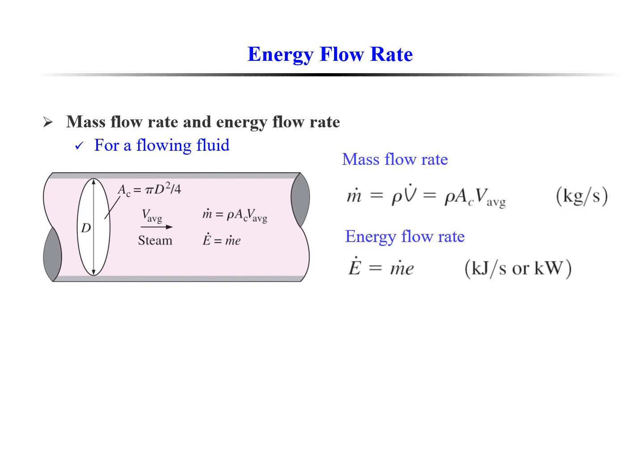We know that the mass flow rate m dot is equal to rho times V dot, where rho is density and V dot is volume flow rate. The volume flow rate can be further given by the area of the cross-section Ac times the average velocity. For the energy flow rate E dot, it can be given by m dot times the lowercase e, which is the total energy per unit mass. Note that energy flow rate has a unit of kilojoule per second or kilowatt.